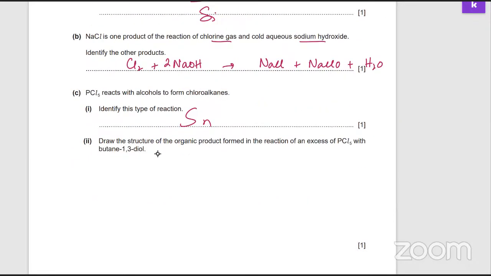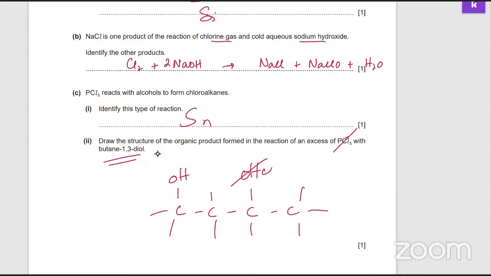But- how many carbons? 4. Okay, 1,3-diol. That means on the first carbon there's an OH, and on the third one there's an OH. The rest are all H atoms, you can write the H atoms. With PCl5, what will happen is that the OH will get substituted by Cl. So that's your organic product.